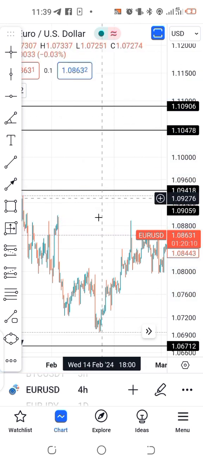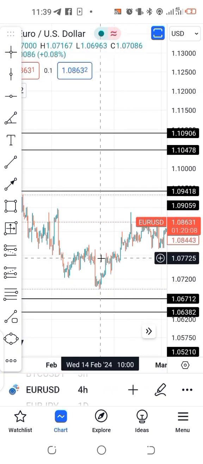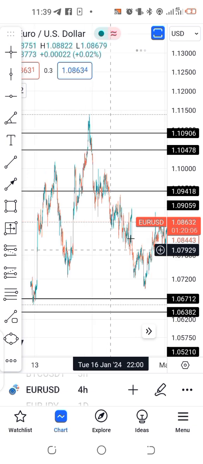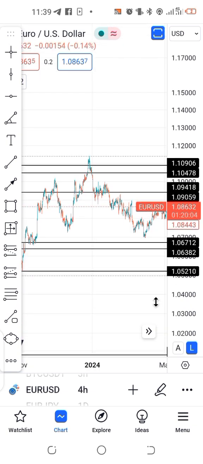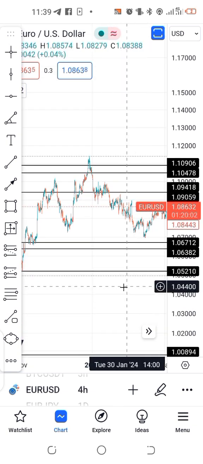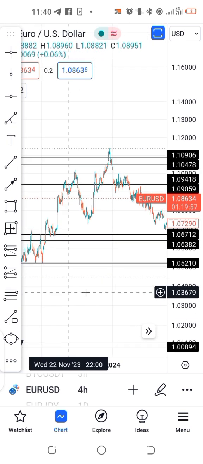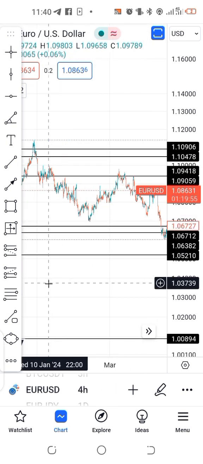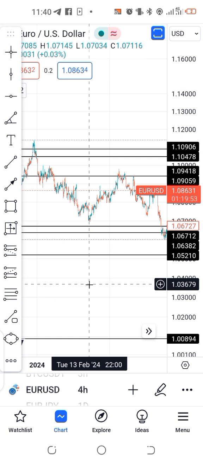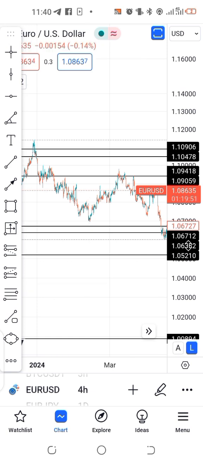And then with the ranging market, let me see if we can find a ranging market. The ranging market will be moving between a range. Maybe I might not find one here, but for the sake of time, I want to end here. That's how the ranging market also works. So take your time, go through the charts for different currency pairs, and then you'll be able to identify market structure, what I just demonstrated to you.